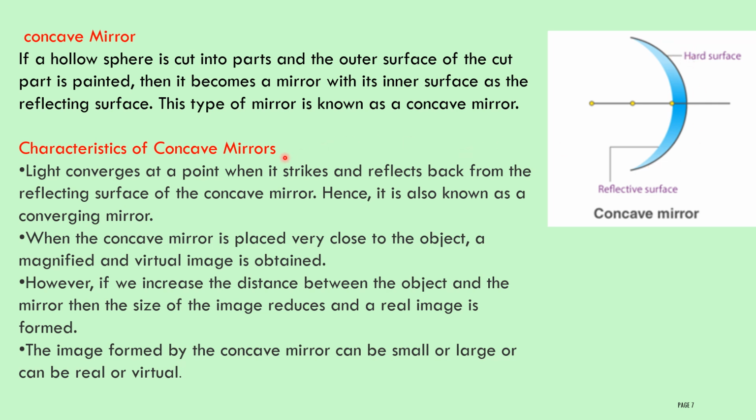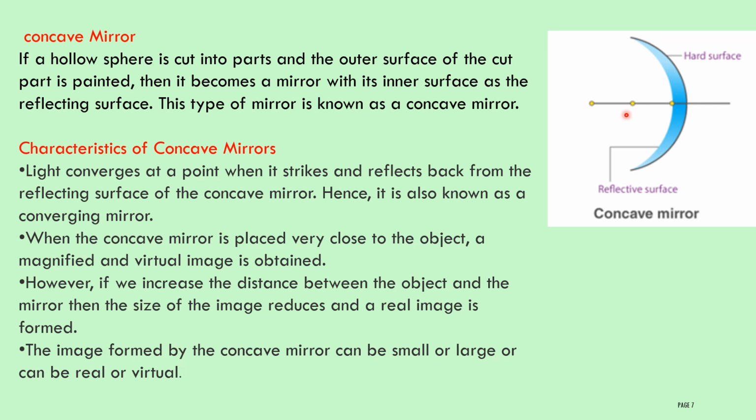Next, the characteristic of a concave mirror. Light converges at a point when it strikes and reflects back from the reflecting surface of the concave mirror. Hence it is also known as a converging mirror. When a parallel beam of light falls on the concave mirror, after hitting it, the rays will meet at a single point. That point we call the converging point, or that process we call converging.